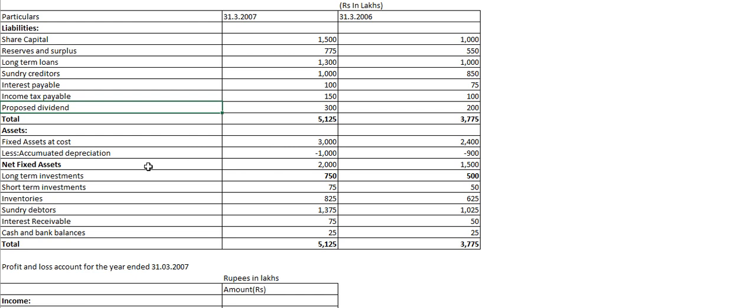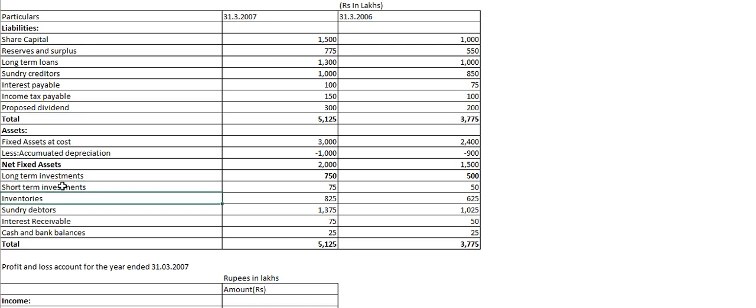Next you have your long-term investment. Last year it is 500, and the current year it is 750, so it has increased, so you will minus it from your investment activity because it is a long-term investment. And your short-term investment is a current asset, so it has increased, so you will minus it.